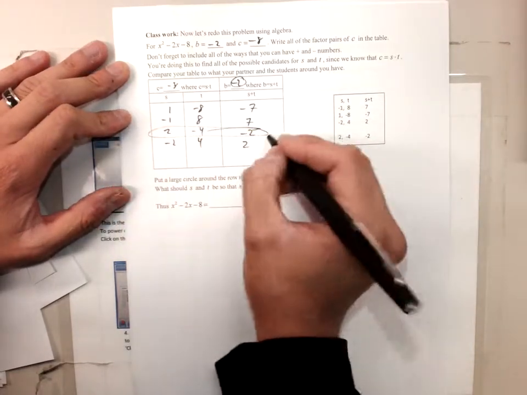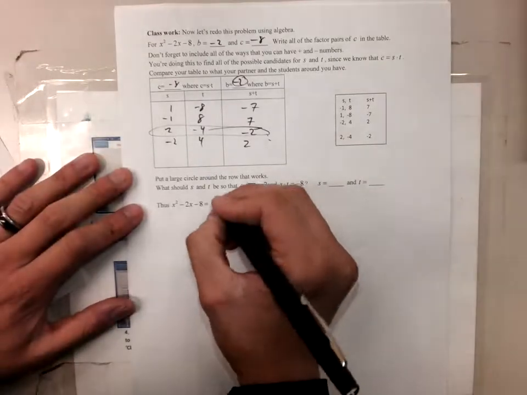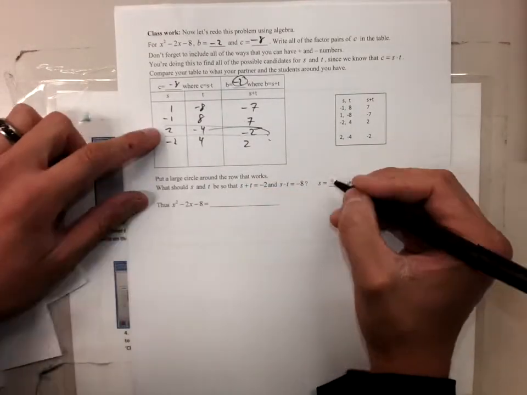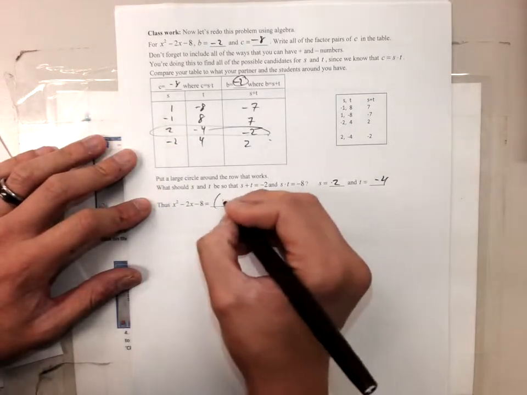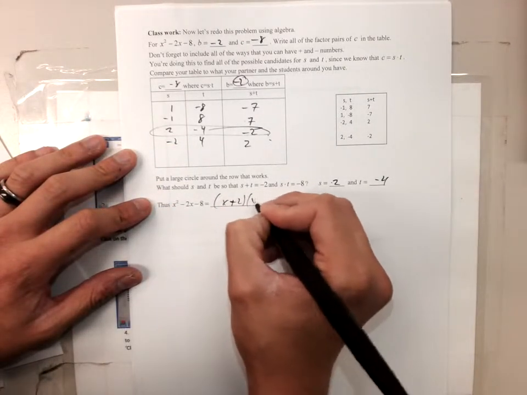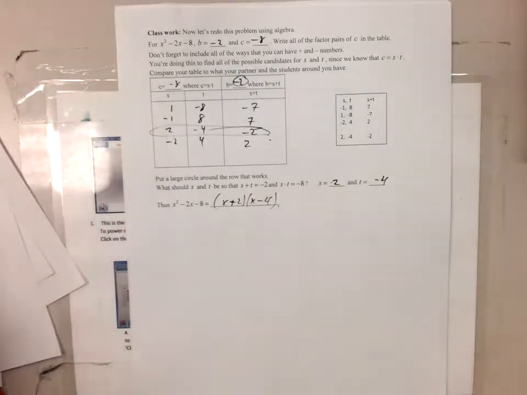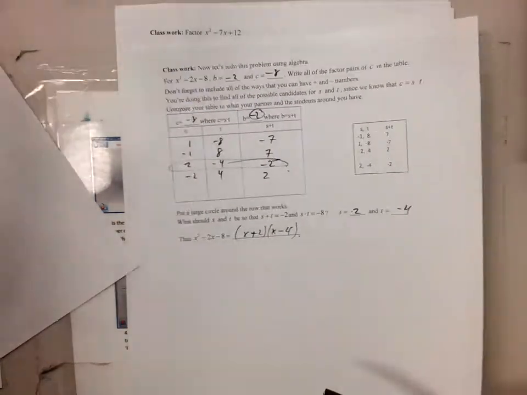So what we wanted was this guy. Therefore, we get S is 2, and T is -4. So therefore, it's x plus 2 times x minus 4. Again, same thing, just different ways of looking at it.